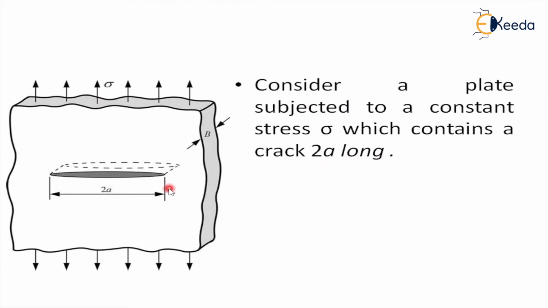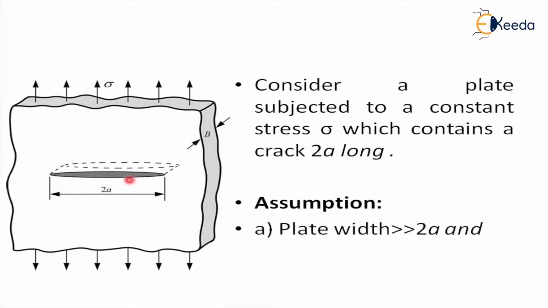Here we have to assume some points. The first point is the plate width must be greater than 2a. Whatever plate you have taken, its width must be greater than 2a. Otherwise, we cannot solve the problem or conclude the theory. The second assumption is plane stress conditions. Whatever formulas we have taken here, all of these are under plane stress conditions.